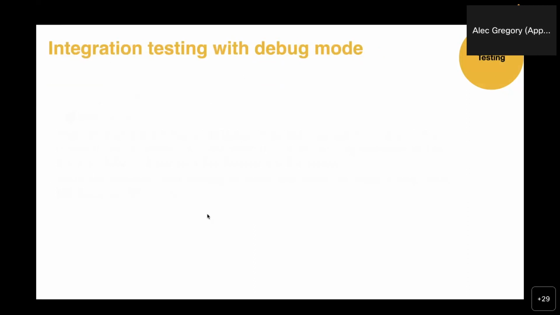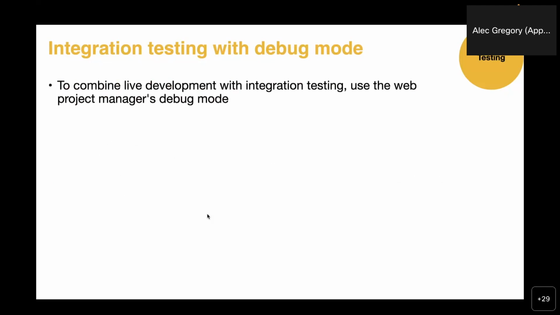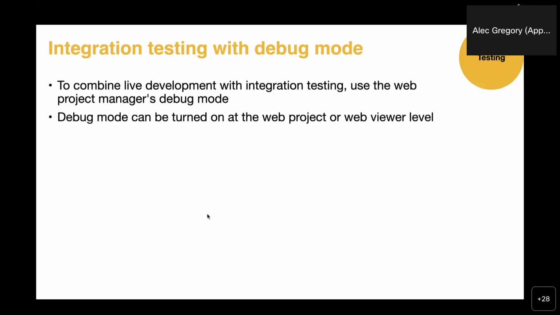Okay, so integration testing. That was really covering if you just want to test the web side of it. If you want to test if the integration is working without actually deploying the code and building it, you can use the web project manager's debug mode. Debug mode is something you can turn on for an individual web viewer or a whole web project. The distinction there is a web project can be deployed in hundreds, thousands, or just one web viewer. A web viewer is just one instance of a web project.